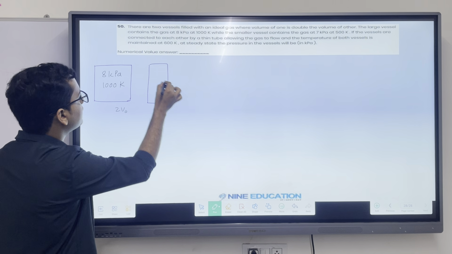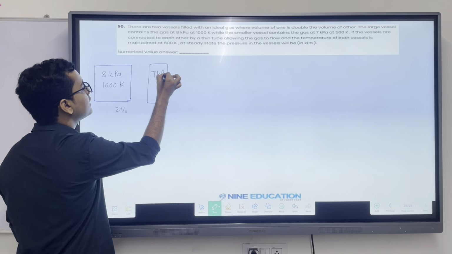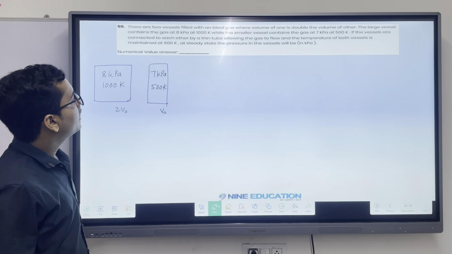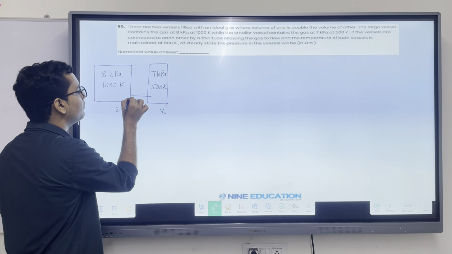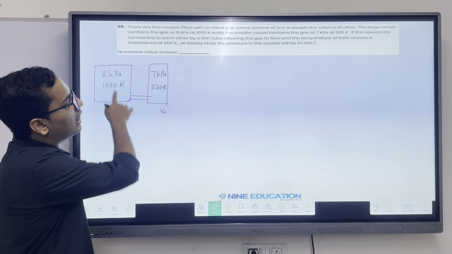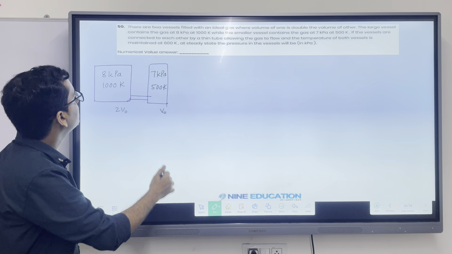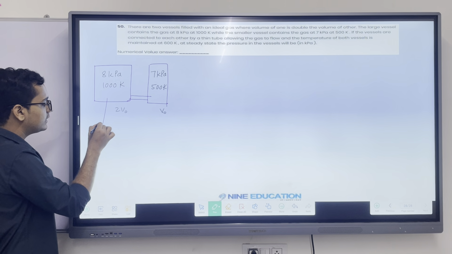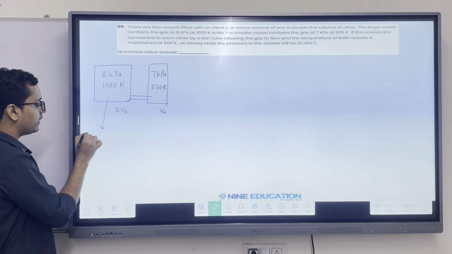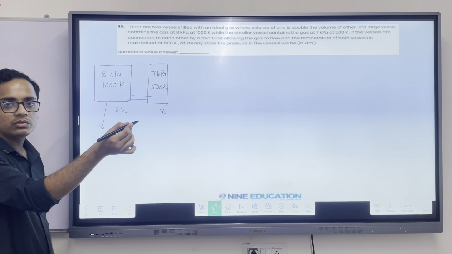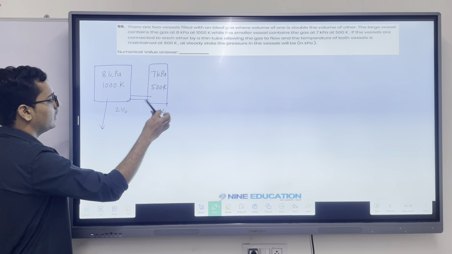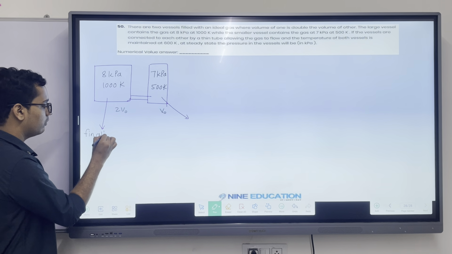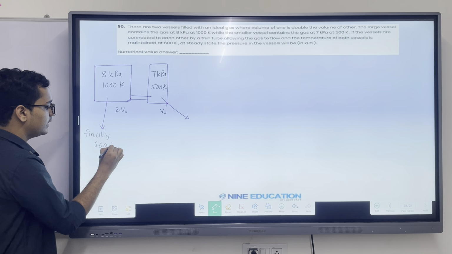While the smaller vessel contains gas at 7 kilopascal and at 500 Kelvin. If they are connected to each other by a thin tube, allowing the gas to flow, and the temperature is maintained at 600 Kelvin. So finally, for this large vessel, the temperature is going from 1000 to 600. And finally, the temperature becomes 600 Kelvin.